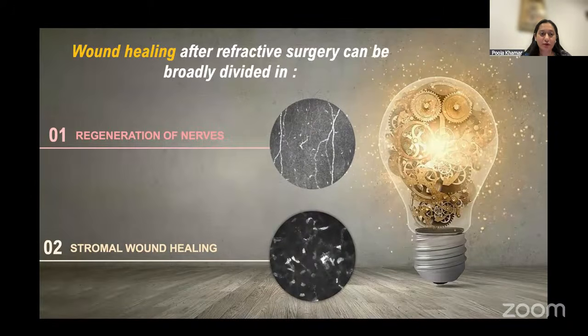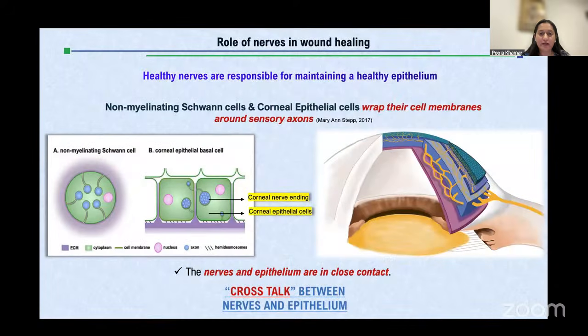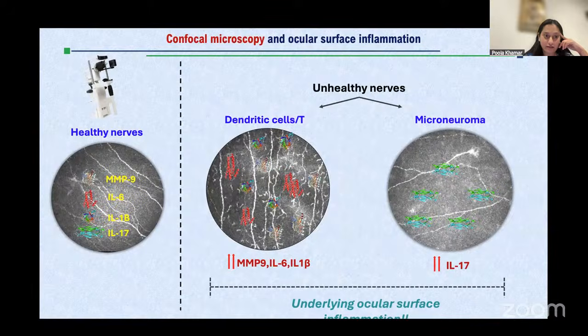So when it comes to wound healing, we always look at two aspects. One is the regeneration of the nerves, and the second is wound healing. Now we all know how the nerves function, and corneal nerves are not just sensory structures, but they are critical regulators of epithelial health, tear film stability and wound healing. The corneal epithelium and nerves exist in extremely close communication, and healthy nerves maintain epithelial integrity. However, damaged nerves desensitize the entire ocular surface.